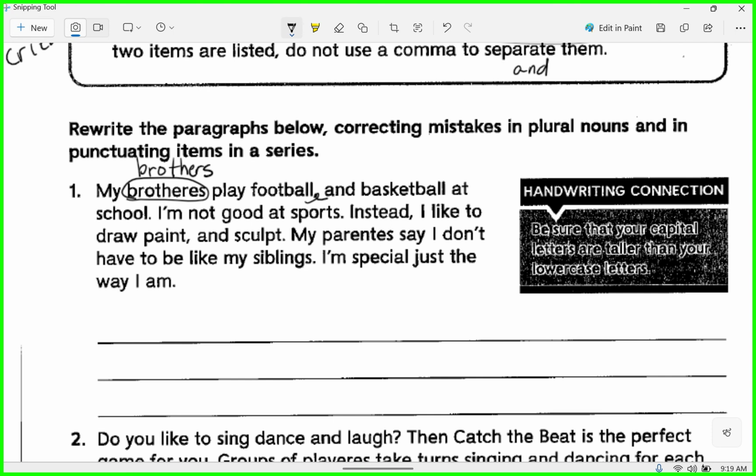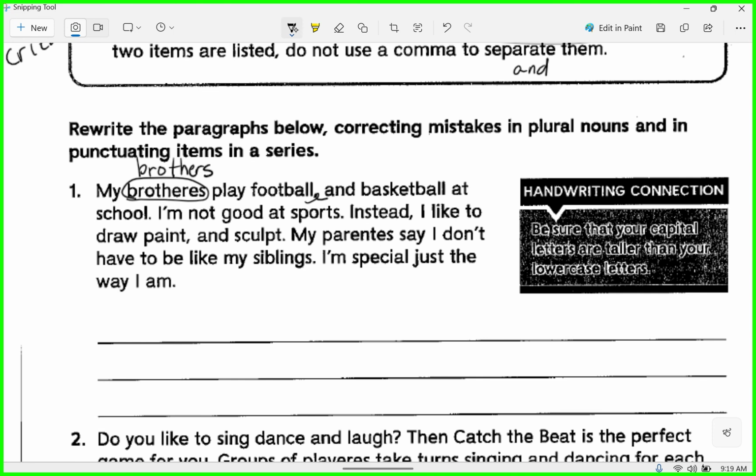I'm not good at sports. Instead, I like to draw, paint, and sculpt. I see a mistake there. I'm not going to tell you what it is. You look for it. My parents say I don't have to be like my siblings. I'm special just the way I am. I see another one. I'm not going to tell you. I want you to edit.